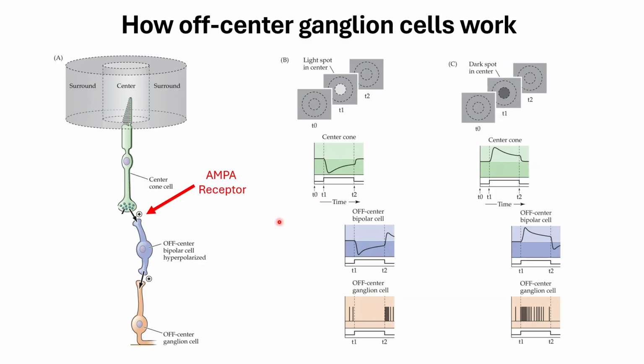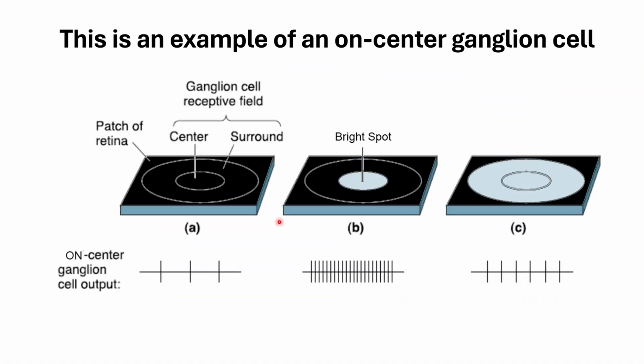Since we're talking about an off-center ganglion cell, obviously there must be an on-center ganglion cell. So let's talk about that. In this case, we're looking at an example of a recording from a ganglion cell that's an on-center ganglion cell. What it means is that if we turn on the light in the center of its receptive field, that will end up increasing the action potentials coming from that on-center ganglion cell.